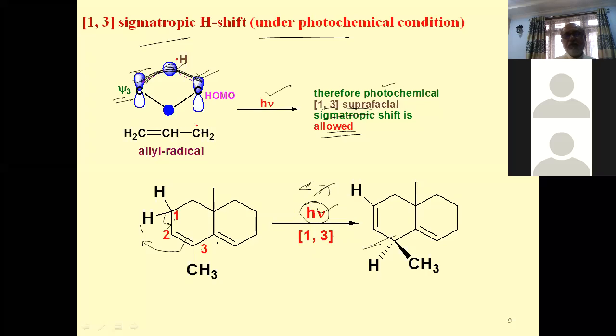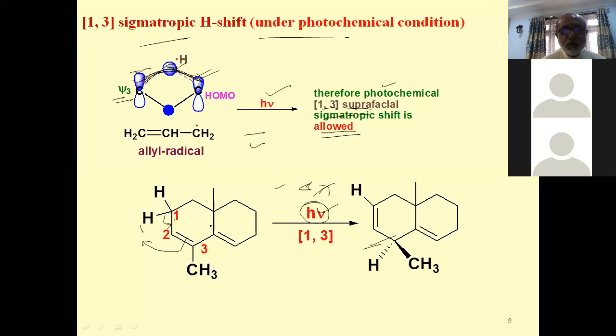After that, we have to go to 1,5. So 1,3 we have checked. What is the conclusion? The 1,3 sigmatropic shift is thermally forbidden, photochemically allowed. In thermal condition also, suprafacial is forbidden. Antarafacial is allowed, but though allowed, it is geometrically forbidden. So these are the parameters that you have to understand. So this is 1,3. Then we have to go to 1,5.